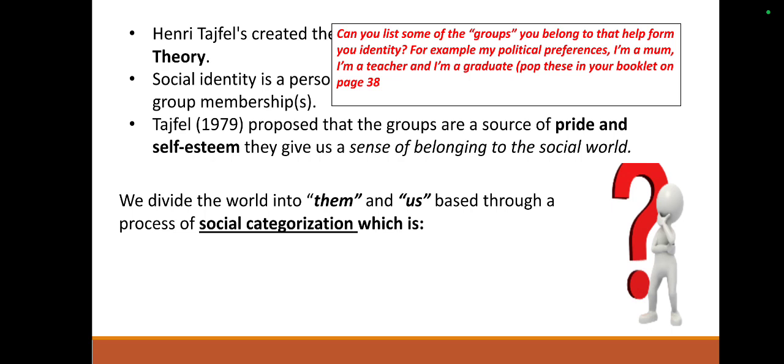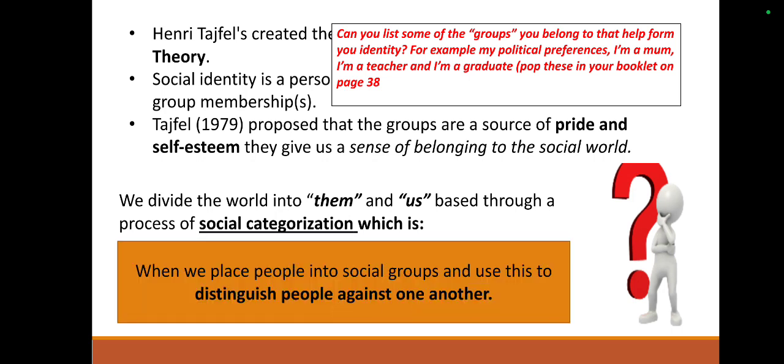Now, the premise behind social identity theory is not just that it gives us a sense of who we are, but we also refer to this idea that belonging to those groups allows us to divide the world around us into what we call in and out groups, or them and us groups. Now, this is called social categorization. And again, a lot of students don't like to admit that you go through this process, but it's human nature to inevitably do this. So to experience social categorization is when we place people into social groups and we use this to just distinguish people against one another. Notice it says distinguish, not discriminate, okay?